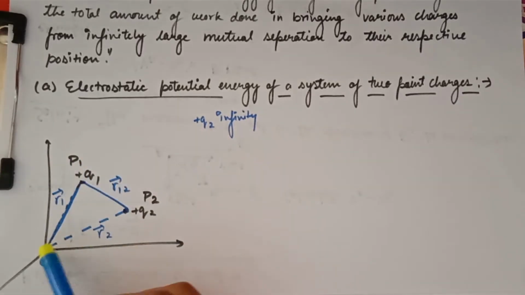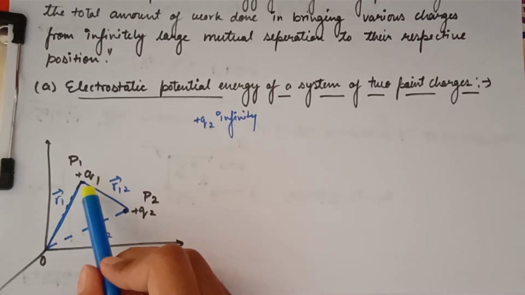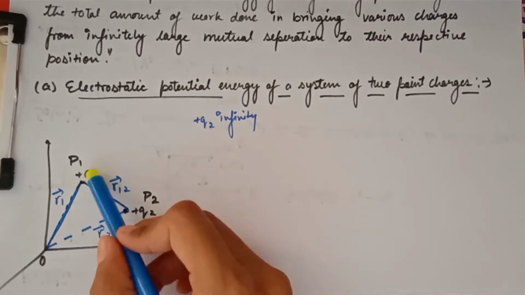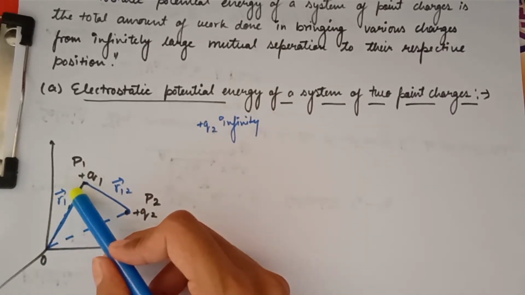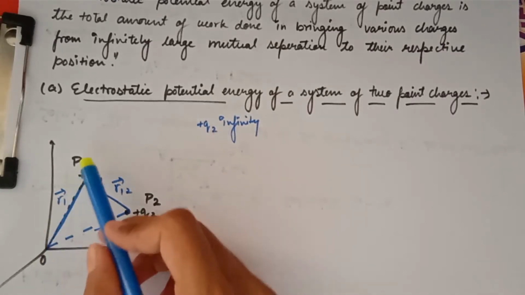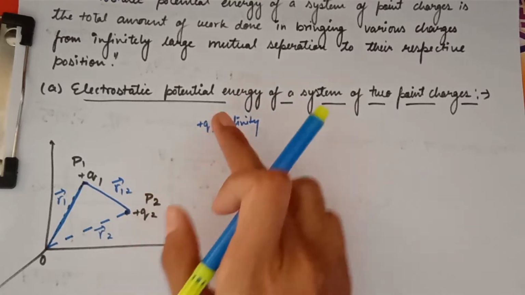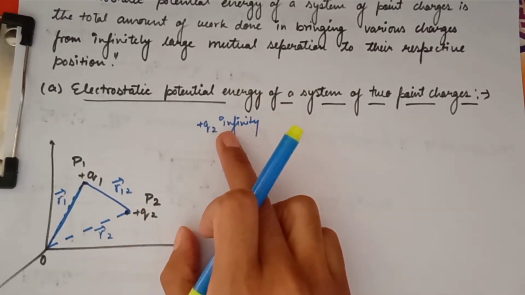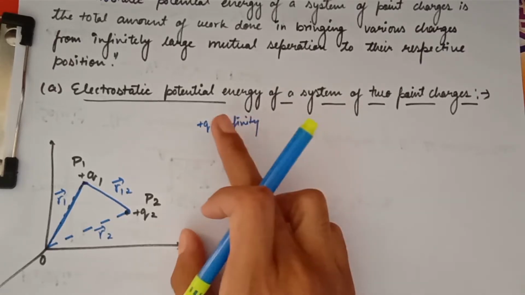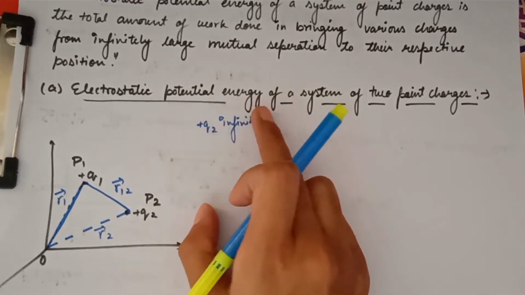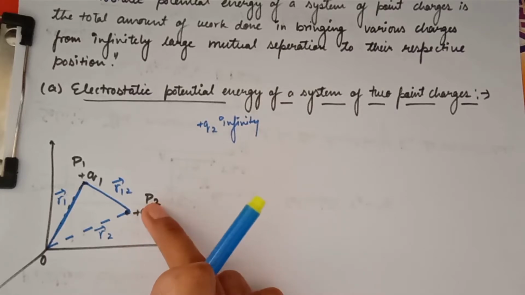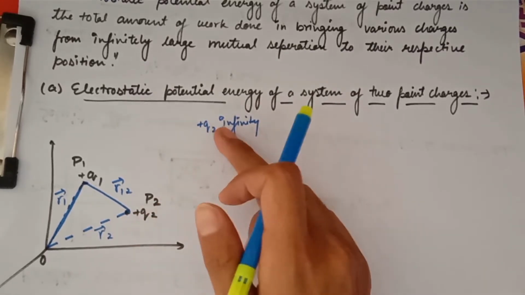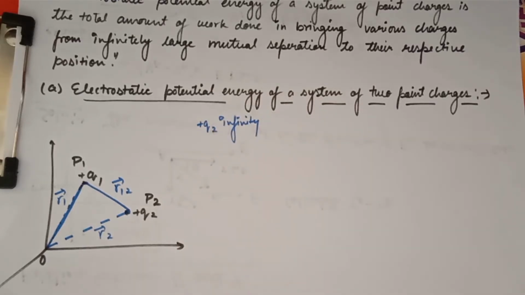See, in this system, you have two charges. One charge is q1, other charge is q2. q1 charge is placed at a distance of r1 and its position is r1. q2 charge is at infinity. I want to bring this charge from infinity to point P2. This is not here initially, and I want to bring this charge from infinity to this point, this way.